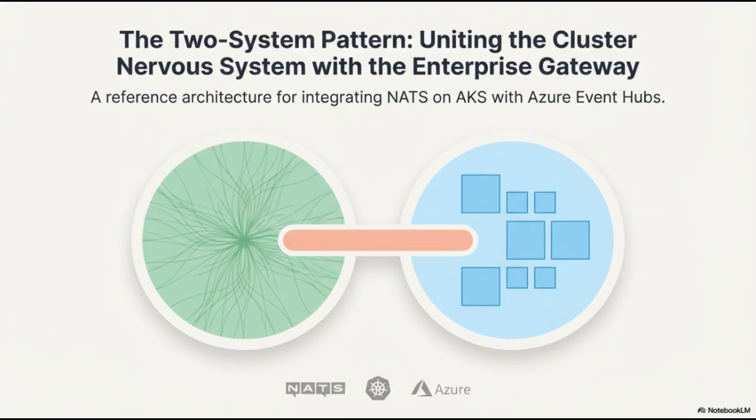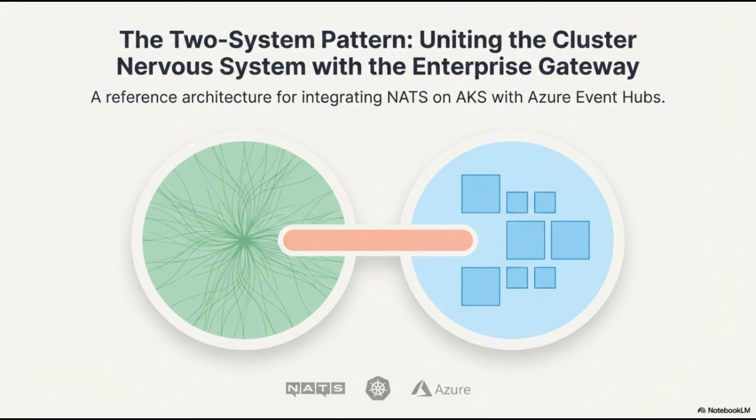On the right, represented by the blue circle, we have the Enterprise Gateway, powered by Azure Event Hubs. This component is designed for massive scale and serves as the primary entry and exit point for data across the broader enterprise. It excels at long-term event streaming and provides the durability and reach needed to interface with external systems and services. The orange bridge connecting these two circles represents the critical integration layer.